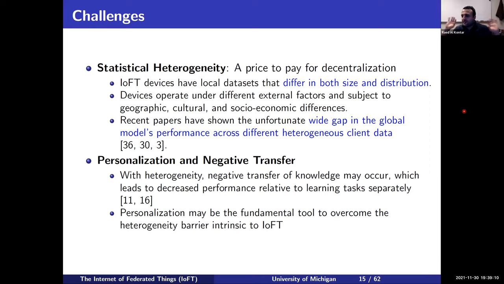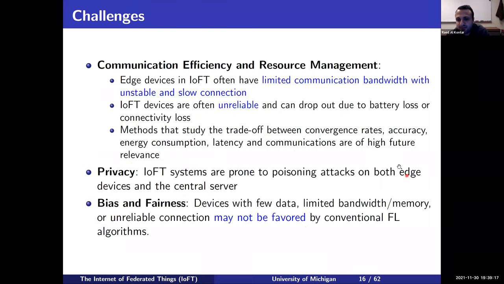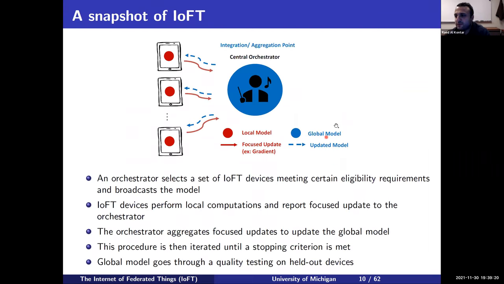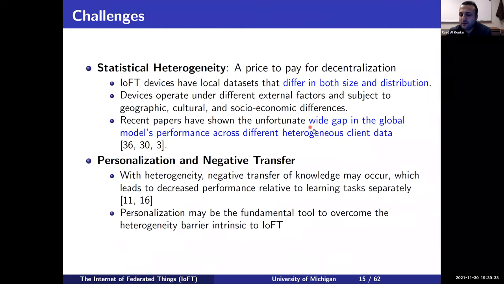However, in IoFT, the data resides at the edge. You cannot shuffle, you cannot randomize it. And this is the price that you need to pay. Going back to the previous model that I have shown, where everyone is collaborating to learn one model, which I define as a global model, let's say a neural network, so all the clients are collaborating to learn one model that fits all. Indeed, many papers have shown that whenever the devices have excessive heterogeneity, a global model will not work, and it will have very different performance on different clients. On some clients it will have good performance, but on other clients it will have extremely bad performance.